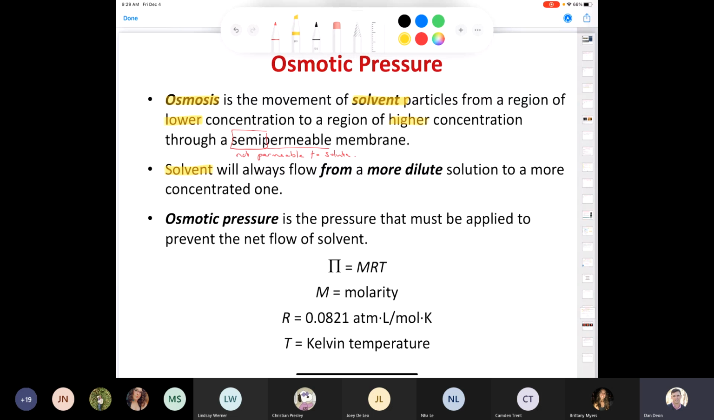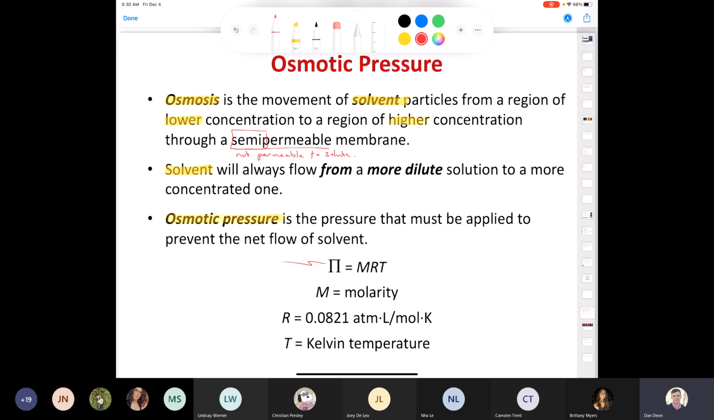And we're going to define what osmotic pressure is. Okay, so osmotic pressure is the pressure that's required to prevent the net flow of solvent. So you've got your solvent going from your region of lower concentration to higher concentration. Well, how do I stop that solvent from moving? Well, you can stop it by putting pressure on it. And the amount of pressure that can be applied can be calculated using this formula here. Pi is equal to MRT.